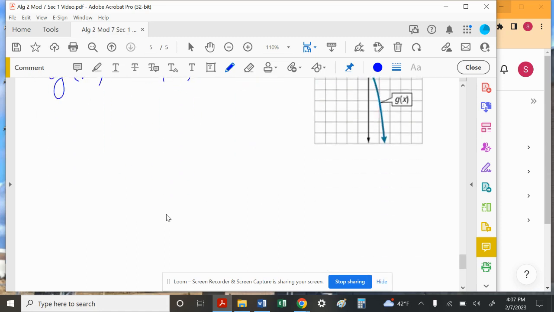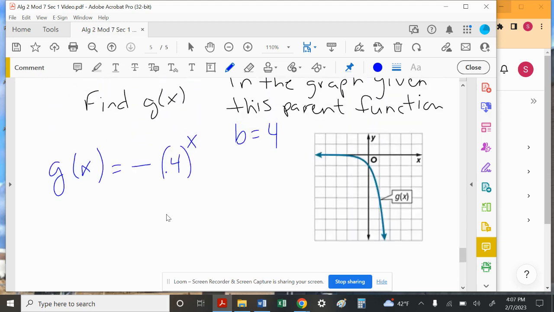And that's it. So now you should know how to graph those functions, recognize the functions, and be able to figure out what those functions are.